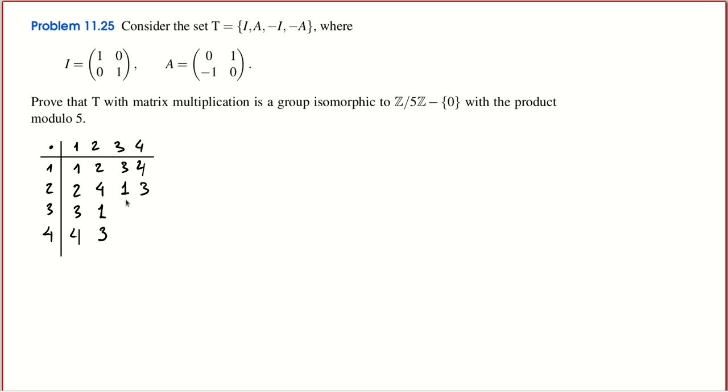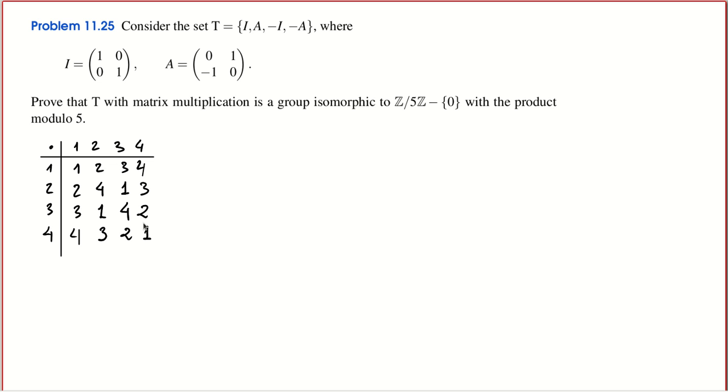Then 3 by 3 is 9, and 9 is 4 modulo 5. And 3 by 4 is 12, and 12 is 2 modulo 5. So we have 2 here, and 4 by 4 is 16, and 16 is 1 modulo 5. So this is the Cayley table of this group.